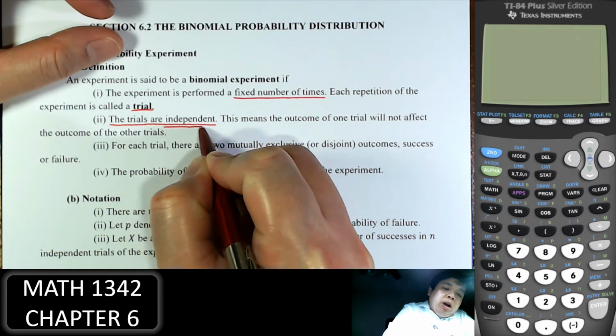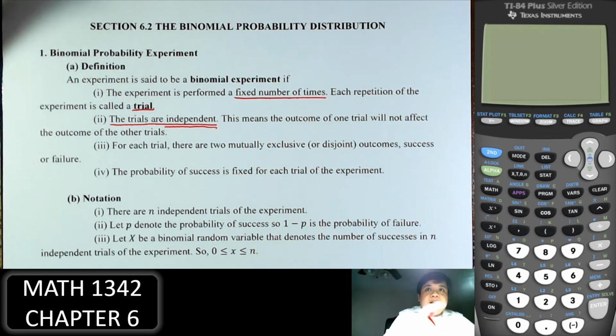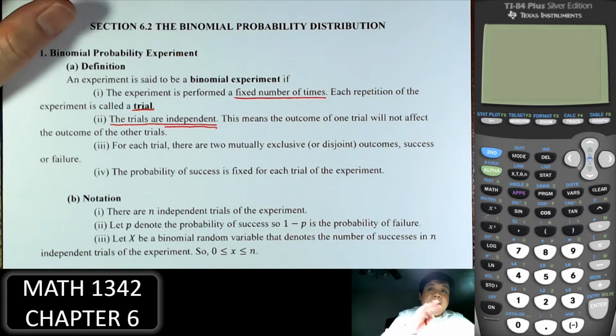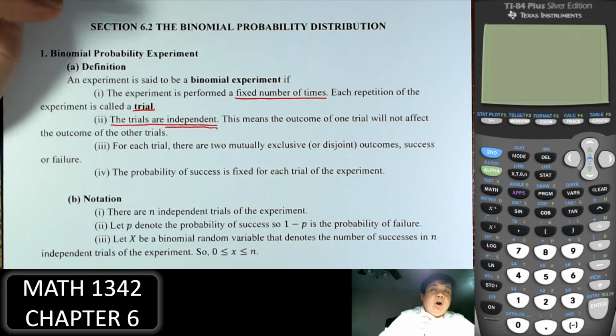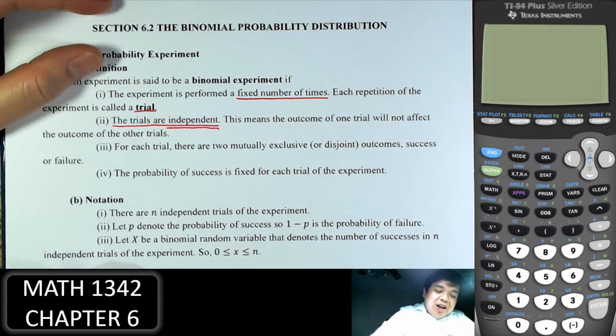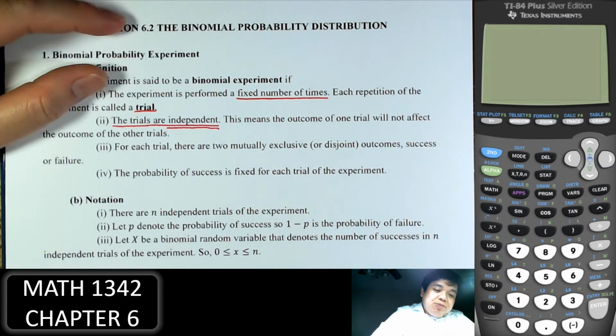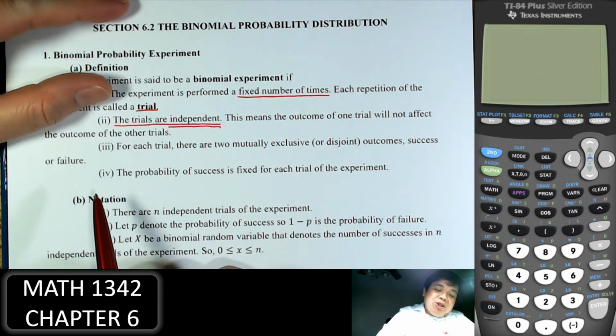So if we toss the coin 10 times, each time the probability of getting a head or a tail will be the same every single time. Right? Unless you throw the coin very hard and you bend it and the probability will change. But in those extreme circumstances, we're not worried about those things.